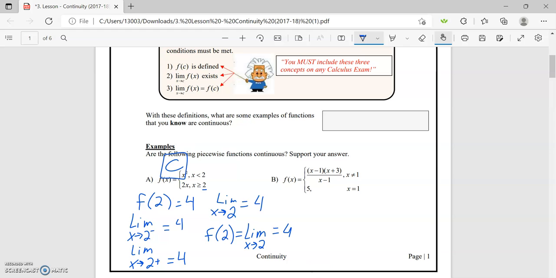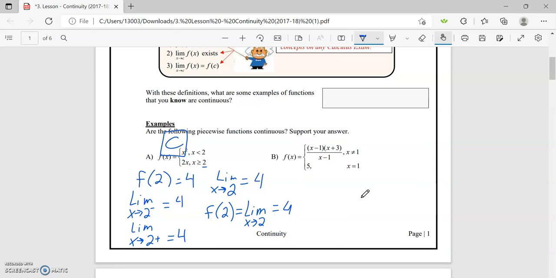Okay. Now, we look at this again at example B.